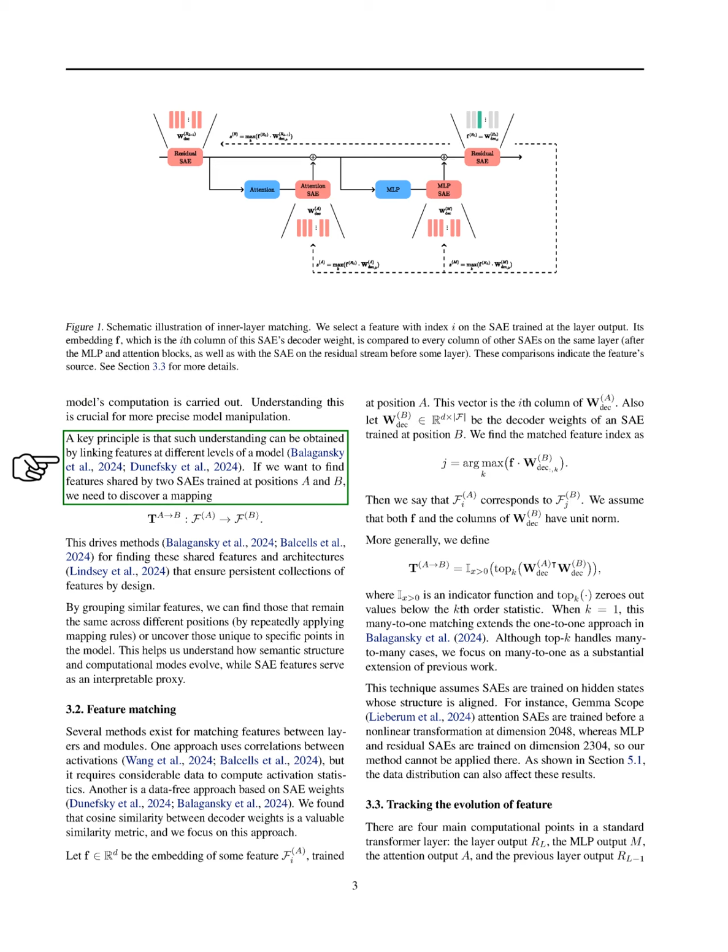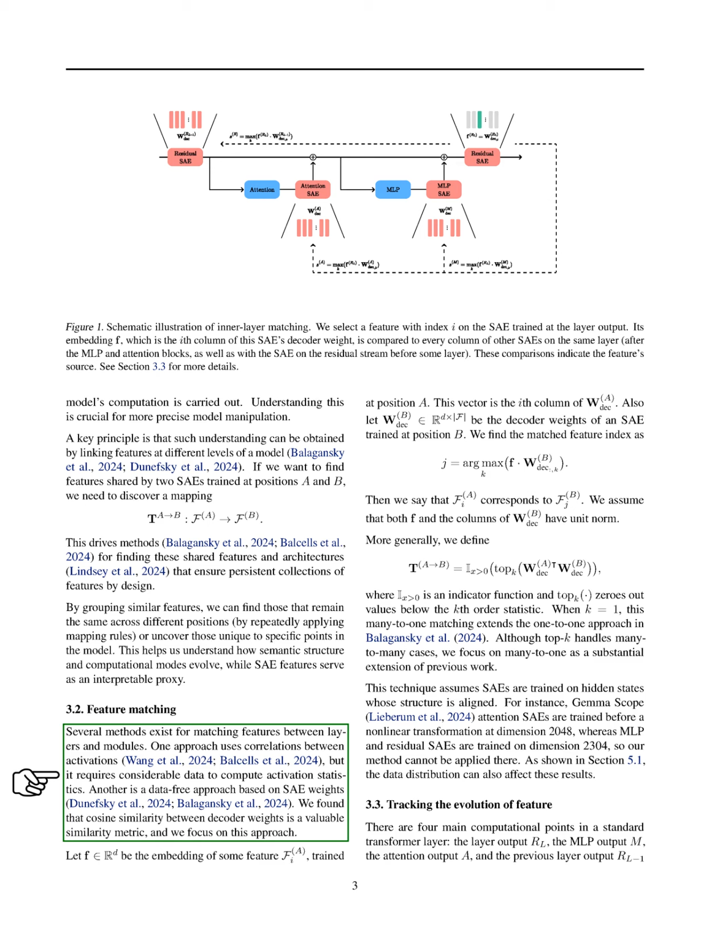We believe that linking features across different levels can help us uncover shared characteristics between two sparse autoencoders trained at different positions. This motivates our methods for identifying shared features and designing architectures that maintain consistent feature collections. We also explore various methods for matching features between layers. One method relies on correlations between activations, but it requires a lot of data for accurate computation. We prefer a data-free approach based on the weights of the sparse autoencoders.